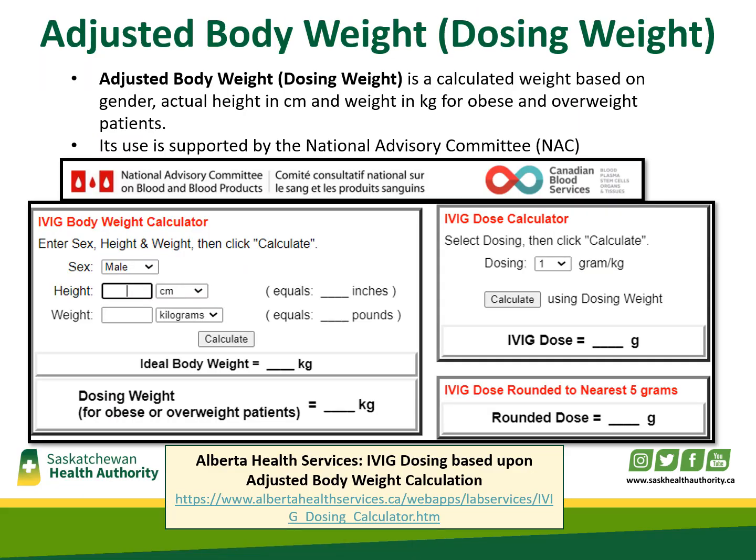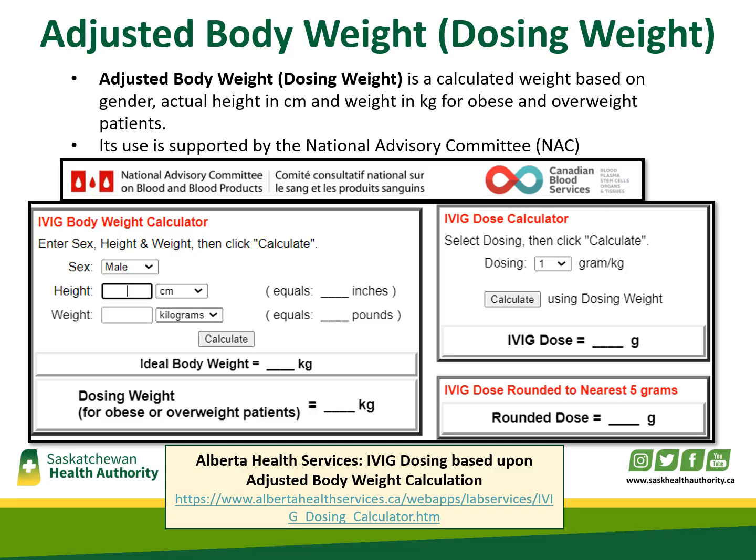The adjusted body weight is a calculated weight based on the patient's gender that is assigned at birth, actual height in centimeters, and weight in kilograms. Its use is supported by the National Advisory Committee. The only adult patients that you would not use the calculator for would be your pregnant population.